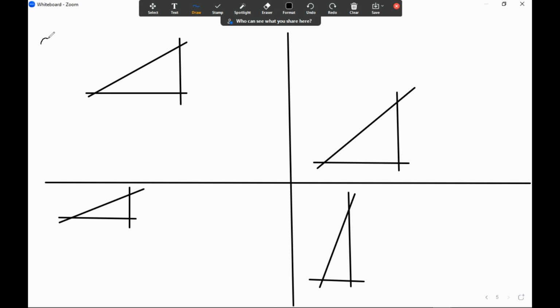Alright, now you're going to try the next 4 questions. See if you can try the next 4 questions. The first one, I want you to find theta.